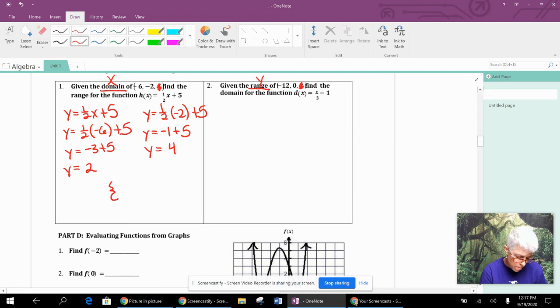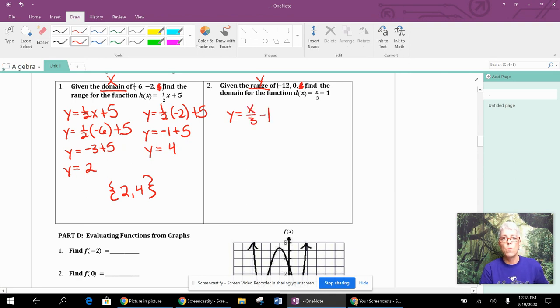So if the domain is -6, -2, then the range is 2, 4. And I wrote them in order least to greatest. So look at the next one. I'm going to rewrite d of x. I'm going to go ahead and call it y equals x over 3 minus 1.